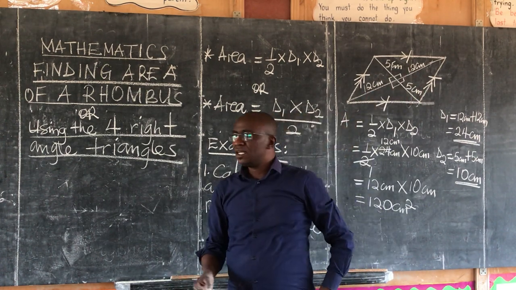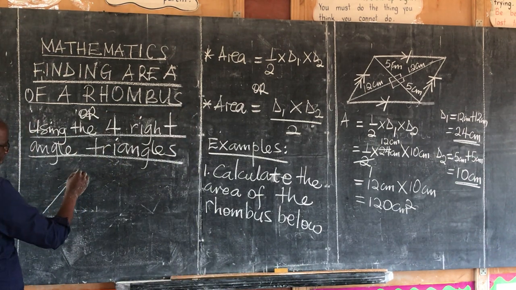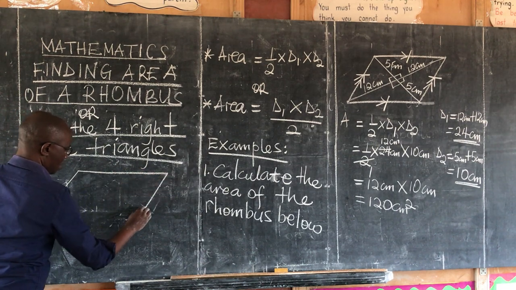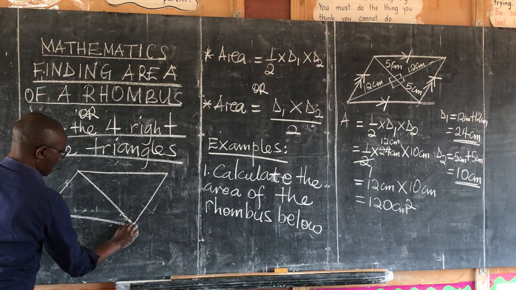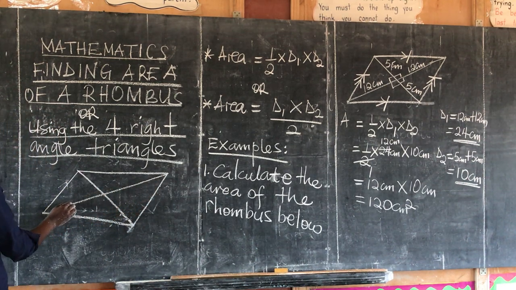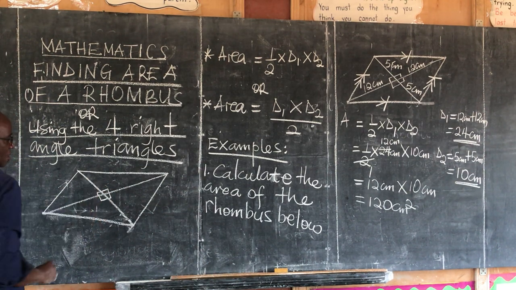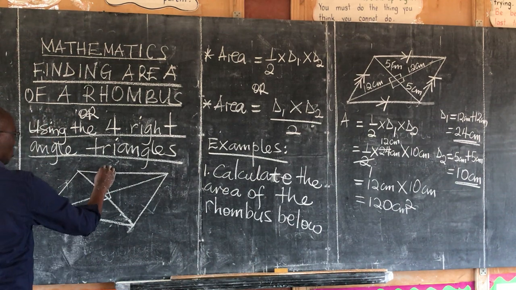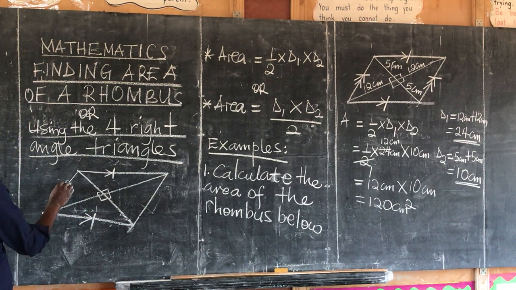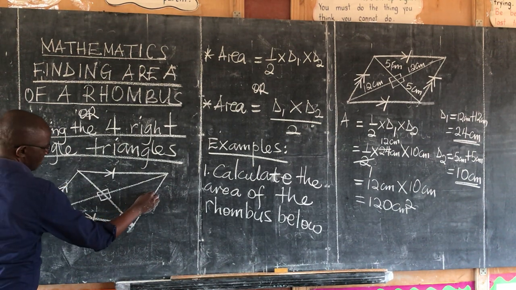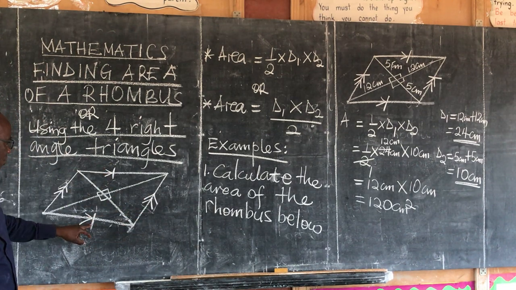1, 2, 3, 4. Now, let me draw the rhombus again. This is the rhombus. The opposite sides are parallel and all sides are equal. This side is parallel to this side. These two are parallel to each other. This is parallel to this, and this one is parallel to this one.